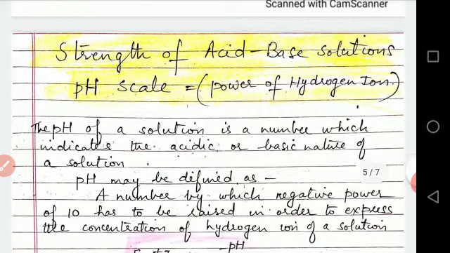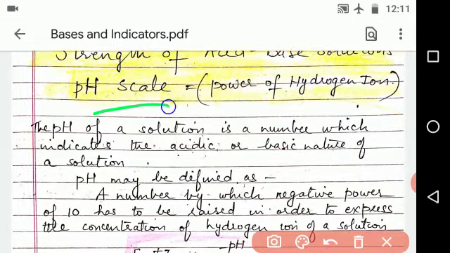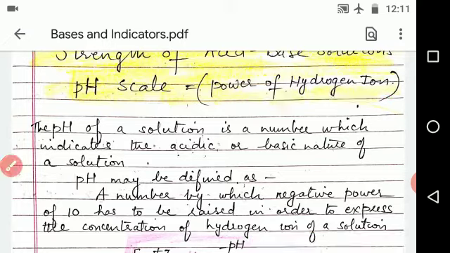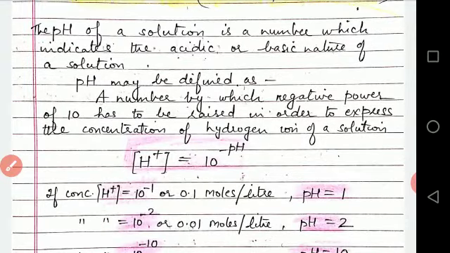Next topic is strength of acid base solutions, or pH scale. pH means power of hydrogen ion. The pH of a solution is a number which indicates the acidic or basic nature of a solution. pH may be defined as a number by which negative power of 10 has to be raised in order to express the concentration of hydrogen ion of a solution. So H plus ion concentration is equal to 10 to the power minus pH.